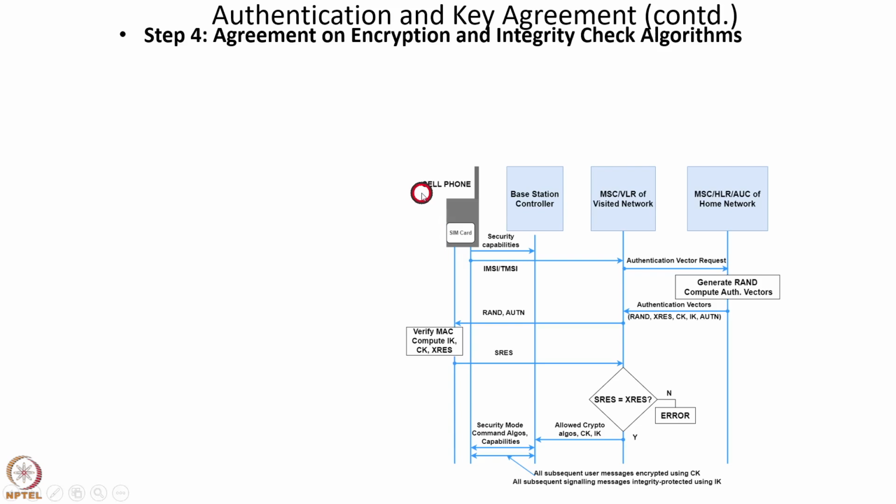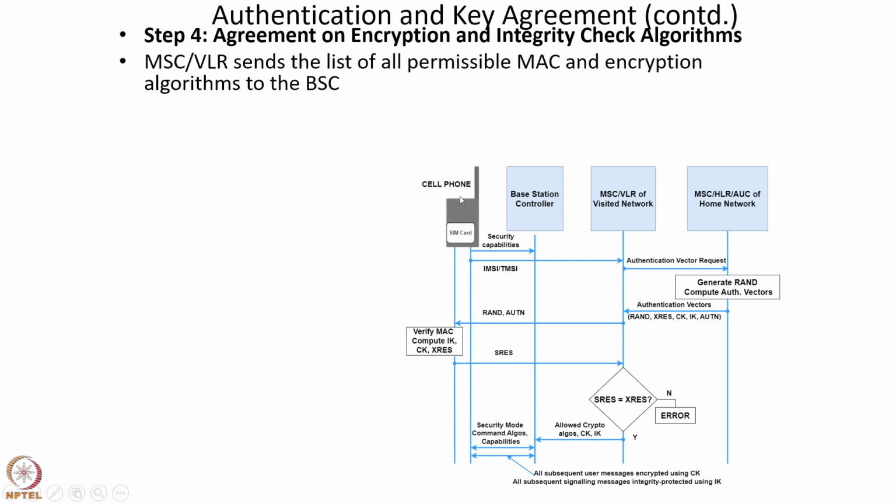Then the next step is agreement on the encryption and integrity check algorithms. The MSC VLR sends the list of all permissible MAC and encryption algorithms to the BSC. So that is shown by this arrow. The MSC VLR sends the allowed cryptographic algorithms to the BSC.